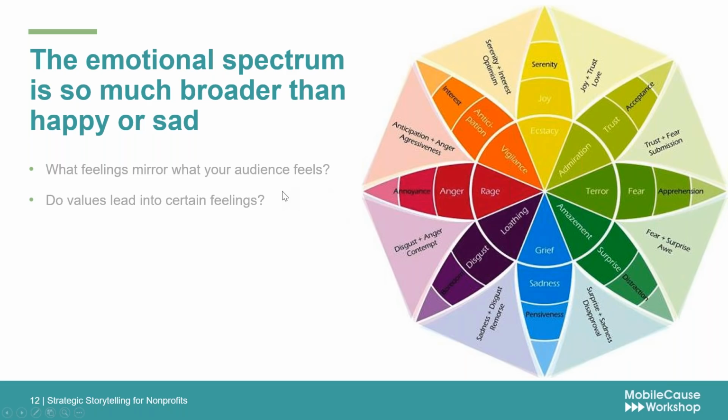So, one thing that I always consider when I'm working on stories is what feelings mirror what your audience feels. I want to really feel like I'm with the audience in the experience and I'm meeting them where they're at. So if you can identify those things, maybe you've done some audience surveys or some research on your audience, you can pinpoint that a little bit more. And then you can also look at, do values lead into certain feelings? That can be another way you can identify the feelings or the emotional experience that you want to tap into in that story.